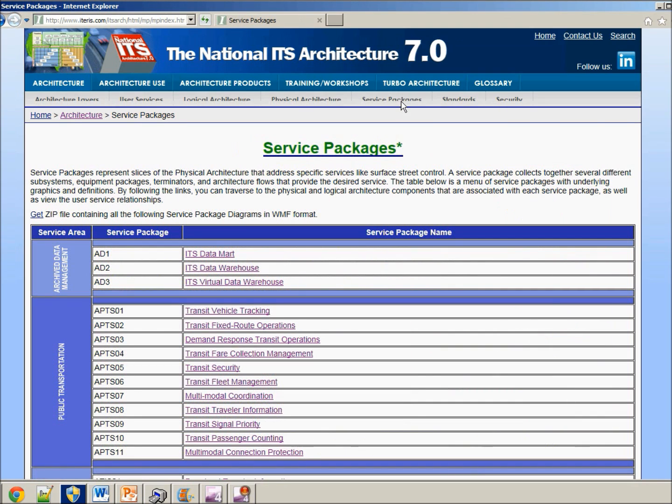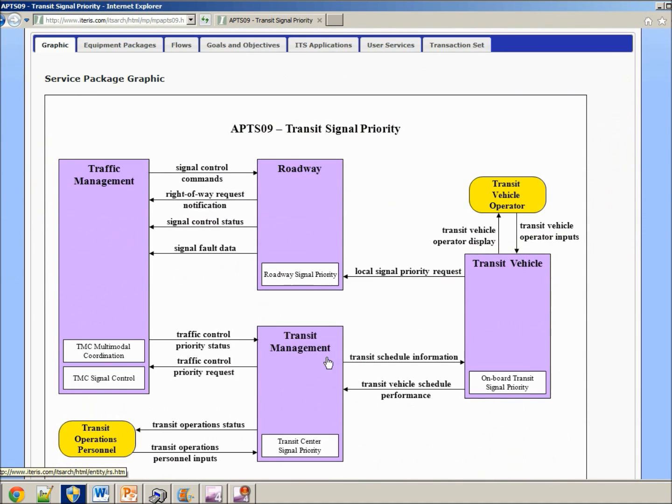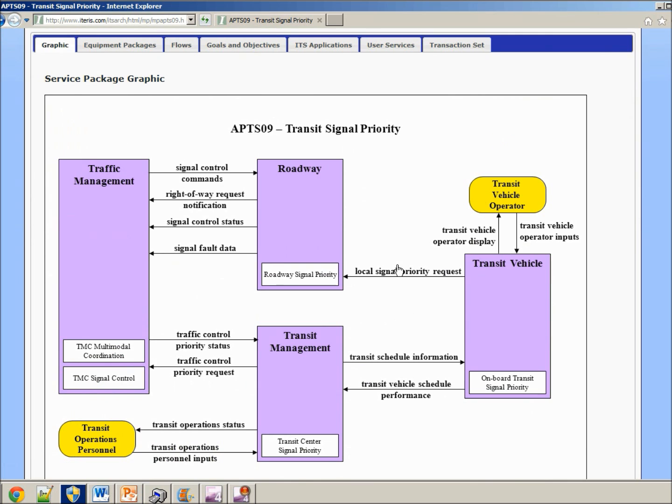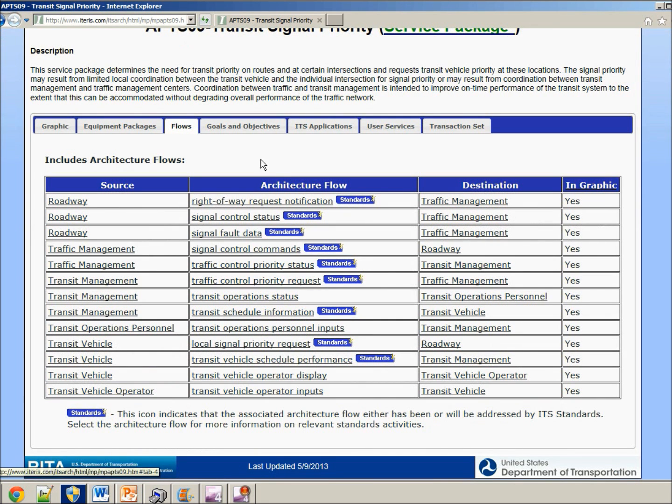Of particular interest during an architecture consistency statement is service package information. In the case of our example, we used Transit Signal Priority, APTS-09. By clicking on that link at the national site, one may see the entire service package for that transit signal priority, including the information flows used in this particular project and other flows not used, but may be relevant. In addition, a user may be able to look at individual flows and identify the specific standard that applies to that flow.